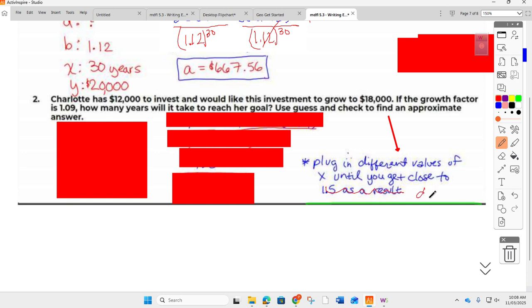And we're going to say result. And we don't know what the result is yet. We are going to have to do a little bit of algebra. First thing we're going to do is set it up.